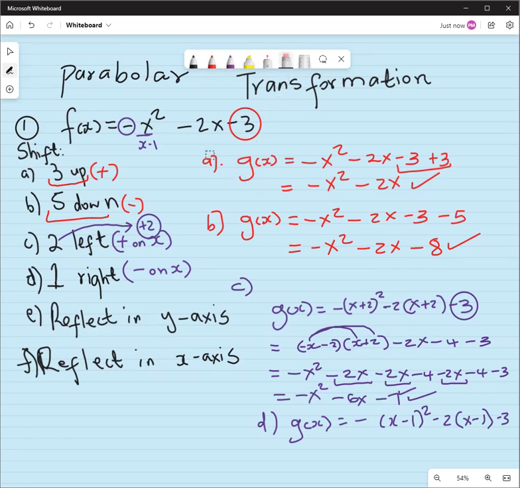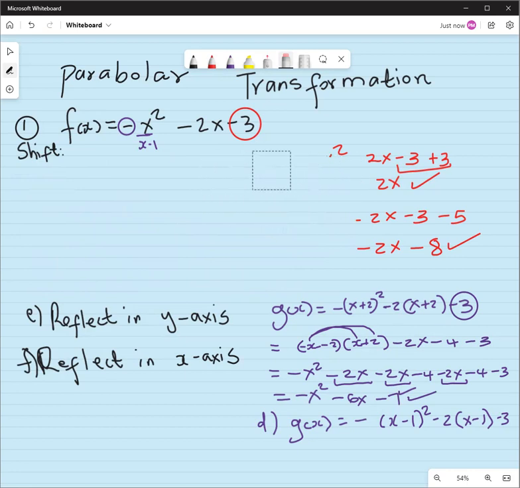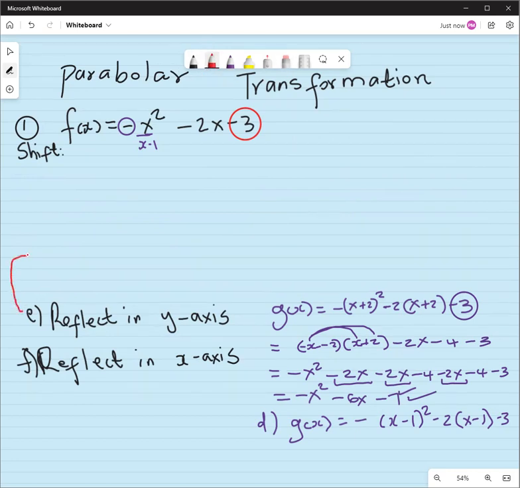Now let's do the reflections. I'm going to do the reflections quickly. Okay, I can erase this part here because we're done with it. Reflections, ladies and gents, they are also very, very easy. Okay. So a reflection in the y-axis, right?